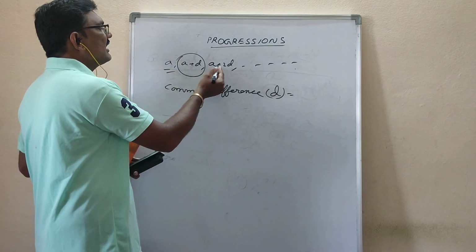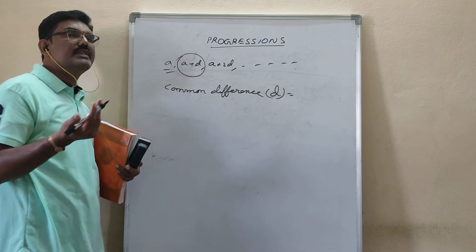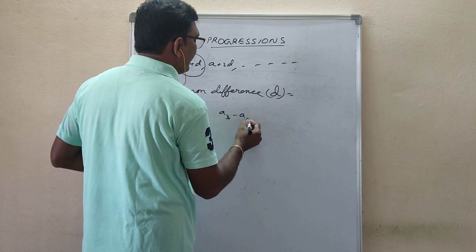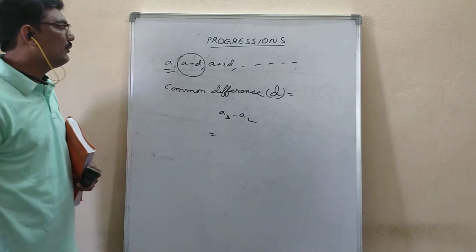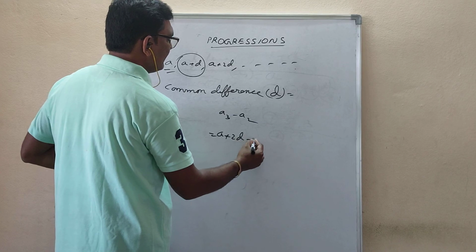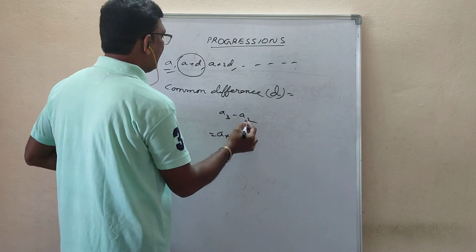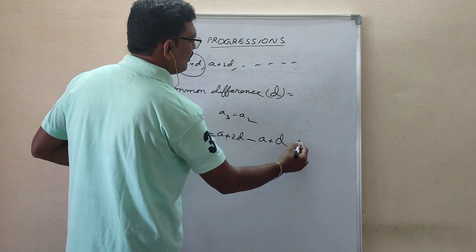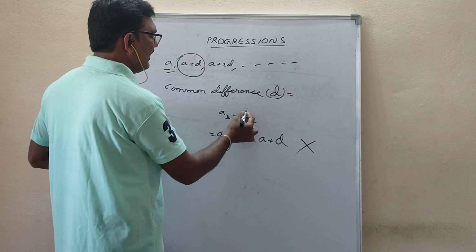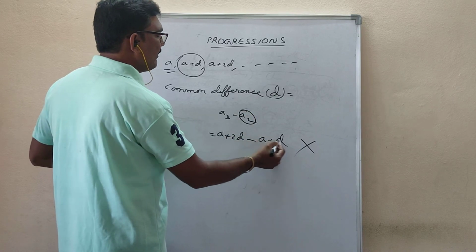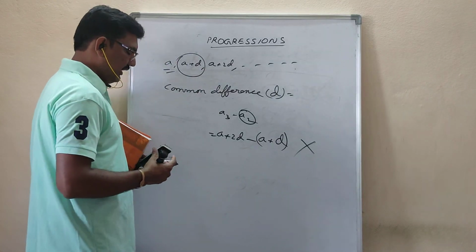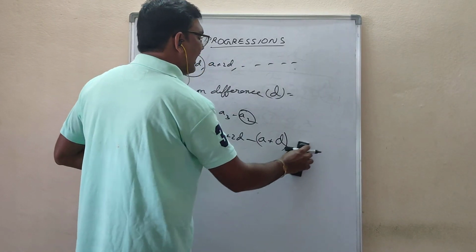Next, the common difference means successive terms' difference must be the same. So here, do a3 minus a2. What is a3 here? a3 is a plus 2d, minus a2, which means a plus d. You should not write it like this, because minus after a2 means a2 is one term, but a plus d has two terms. Being more than one term, it should be enclosed in brackets.